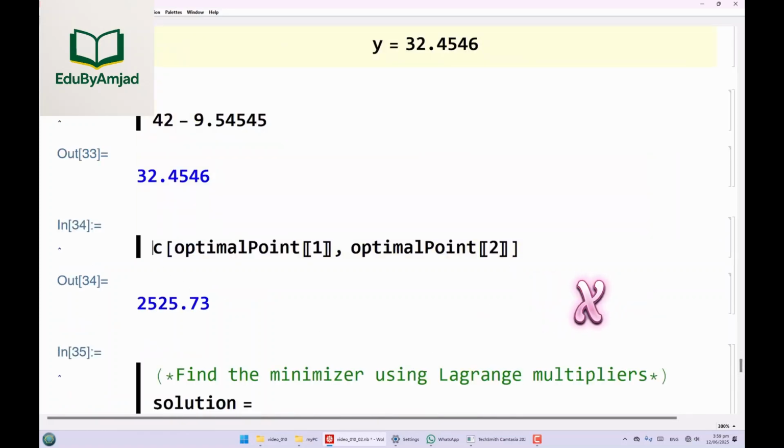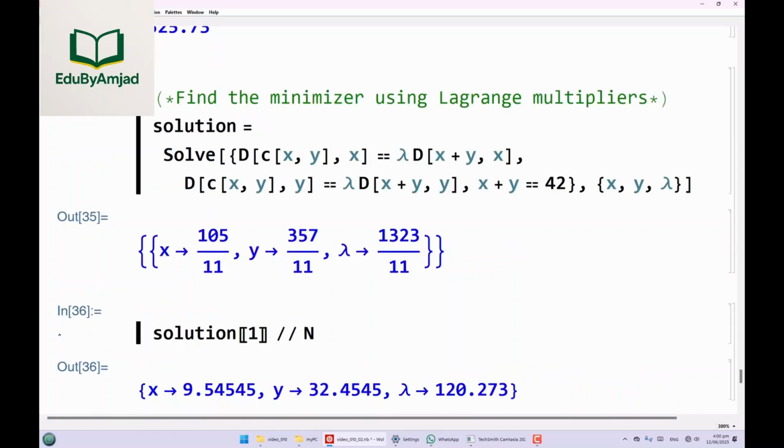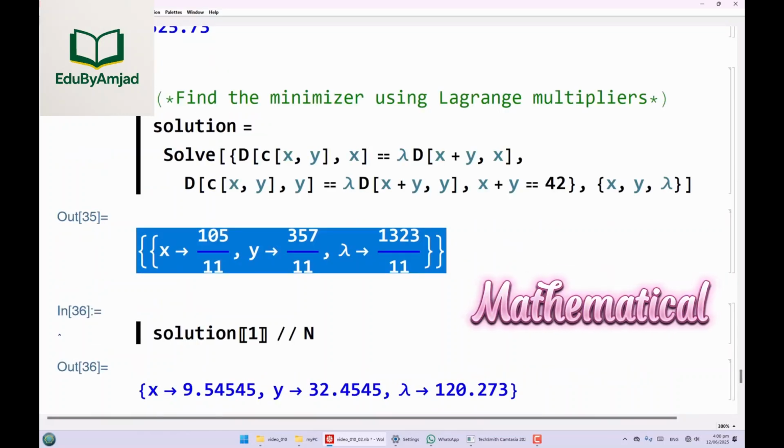Put the values of x and y in the objective or cost function to find the optimum or the minimum cost. Confirm the results with the Mathematica Solve function.